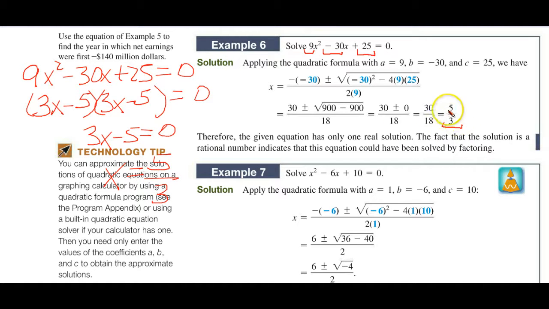So when answers come out like this, you could have factored them. But here you see that the quadratic formula works very well as well. Quadratic formula is good for things that factor and things that don't factor. But factoring is a little easier, I think, if you recognize it. So let's take a look at example 7.